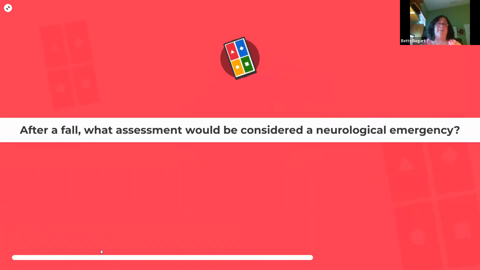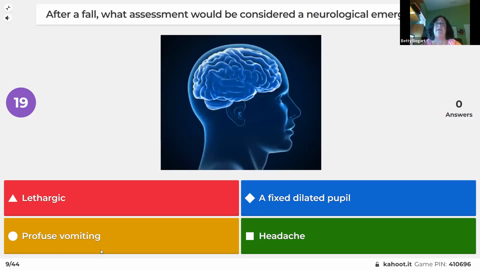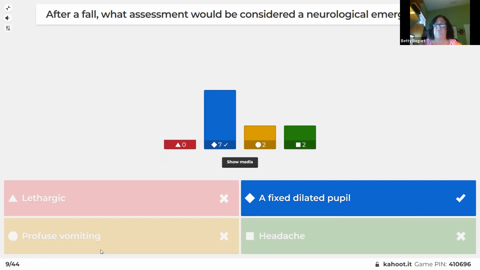After a fall, what assessment would be considered a neurological emergency? I've seen children fall out of second-story balconies, off of roofs, come in, and the first thing we're going to be doing is checking this child for neurological status. When you see this, you're in trouble and you need a neurosurgeon like now. And that's that fixed dilated pupil. What is telling you there's pressure on that brain? There's probably bleeding going on in that brain, and we need to get that swelling to go away because it's pushing on vital brain parts in there, okay? And you can see it with the eye.